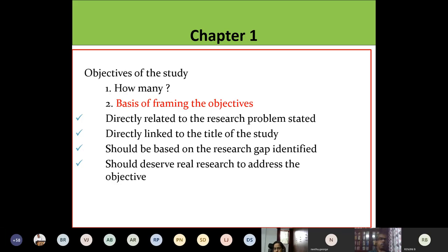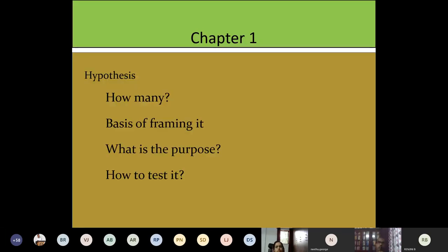Okay, now we have to see hypothesis. As far as hypothesis is concerned, again the same question is raised: how many hypotheses are required in a project? What is the basis of forming a hypothesis? What is the purpose of testing a hypothesis? And how to test it? The answer to the last question, how to test it, we have already learned in our classroom.